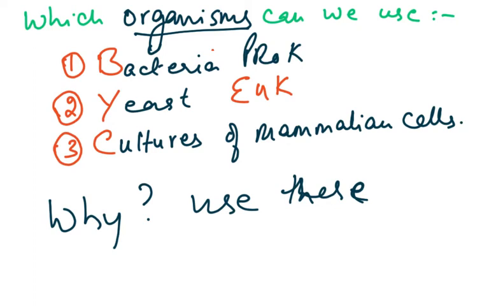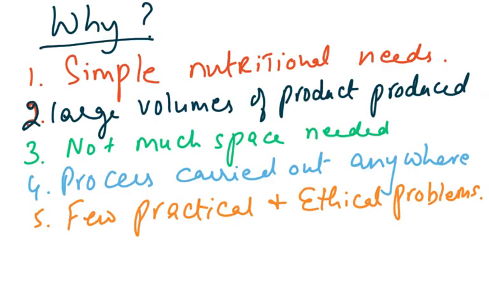And number three, we can use cultures of mammalian cells. These of course can be grown in a culture medium, and we can put some genes in them, and they can make a certain protein for us. Now the question is, why use these? Now that's a very simple thing. The why is very easy. Number one, they have simple nutritional needs. They do not need chicken biryani every day.